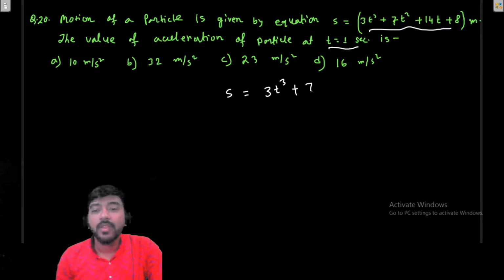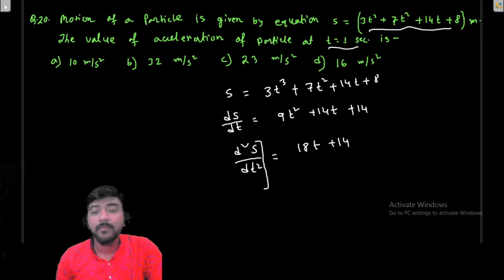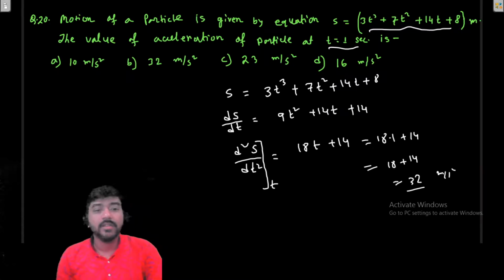3t cube plus 7t square plus 14t plus 8. Now if you find out ds/dt, you will get velocity. So ds/dt will be 9t square plus 14t plus 14. Now if you take one more differentiation, d2s/dt2, it will be 18t plus 14 plus 0. Now if you put t equal to 1, it will be 18 into 1 plus 14, so it is 18 plus 14, which is 32 meter per second square. Yes, so B will be the correct answer.